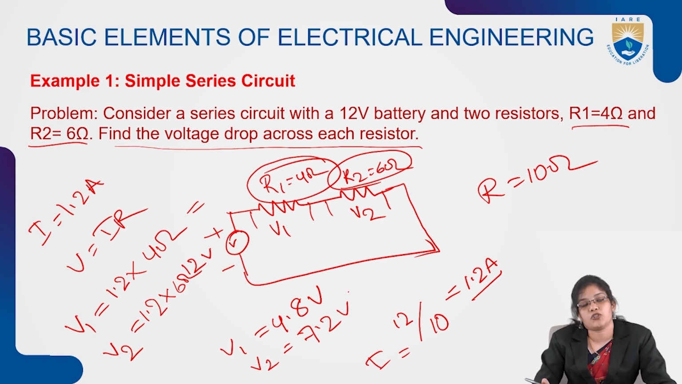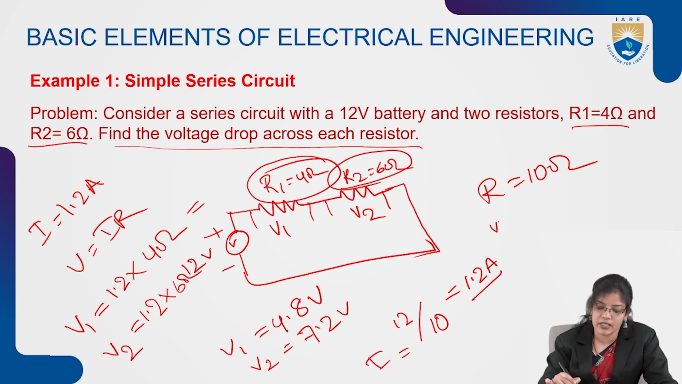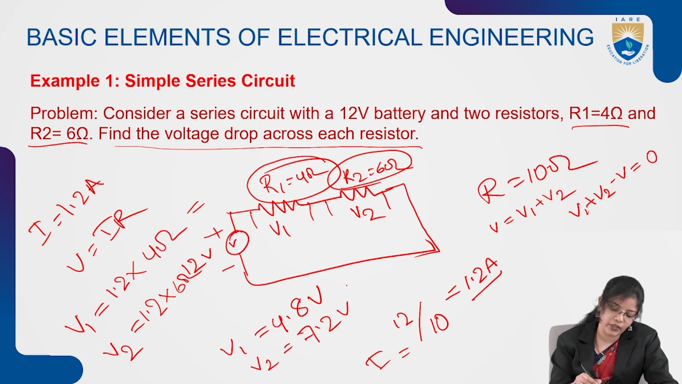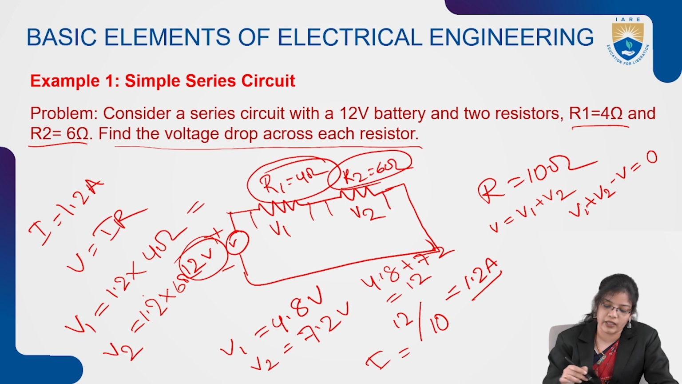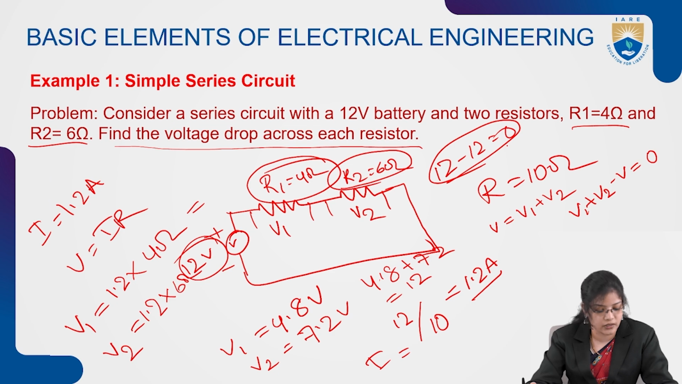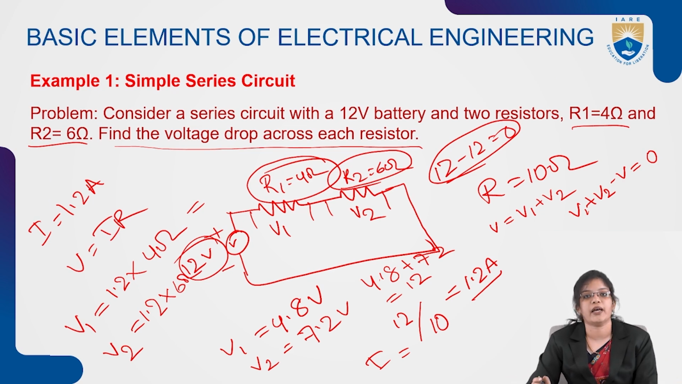Now, as per the Kirchhoff voltage law, we know that V is equal to V1 plus V2, or V1 plus V2 minus V should be equal to 0. So here we got 4.8 plus 7.2, which is 12 volts. The supply voltage is also 12. 12 minus 12 is equal to 0. Here we proved the Kirchhoff voltage law: the sum of potential drops across each resistance will be equal to 0. In this way, we can calculate voltages with the help of Kirchhoff voltage law.